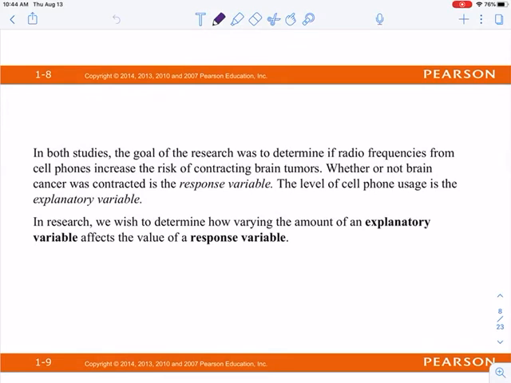In both studies, the goal of the research was to determine if radio frequencies from cell phones increased the risk of contracting brain tumors. Whether or not the brain cancer was contracted is called a response variable. The level of cell phone usage is the explanatory variable. In research, we wish to determine how varying the amount of an explanatory variable will affect the value of a response variable. So again, the more you use the cell phone, are you going to get the cancer or not? One would explain the other.